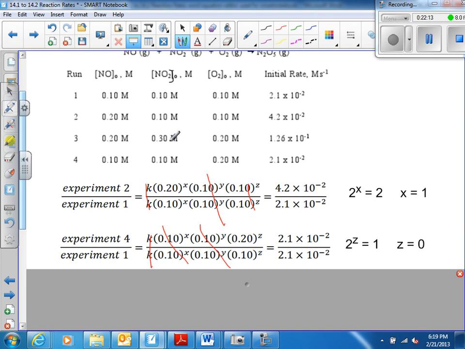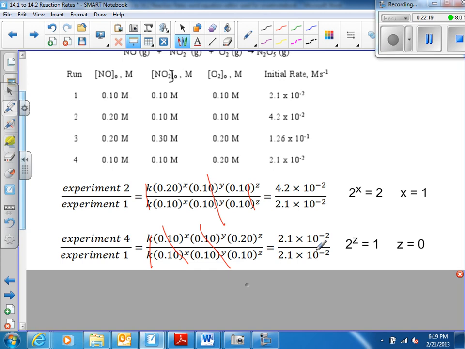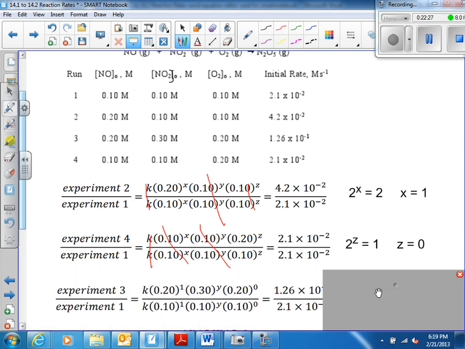Okay, so any 2. I decided to pick experiments 3 and 1. You just plug the values in and plug in the value of z and the value of x. Don't leave these as unknown variables because we know what they are now. So here's what you do. You just plug it in. I happen to do 3 and 1. You could pick anything. You'll get the same result. The k's cancel. These actually cancel because they're raised to the 0 power. This number is just 2.